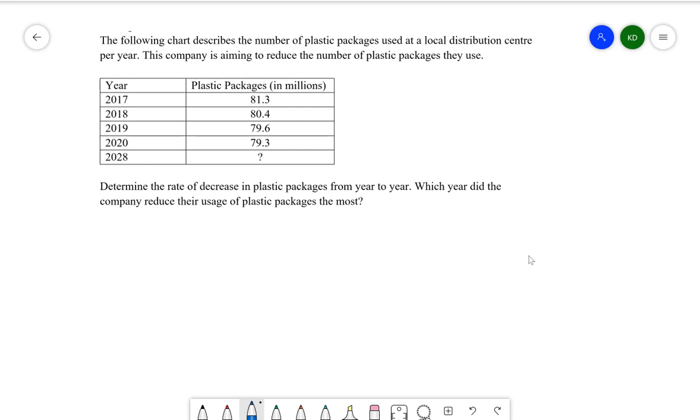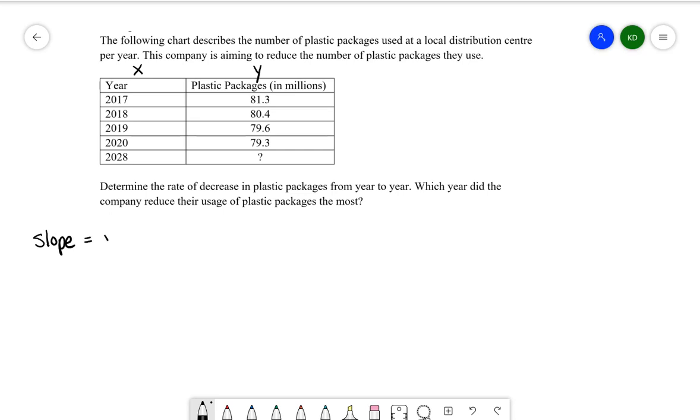So in this case, we haven't been given a graph and we've been given a table instead. I could draw a graph that represents this information. What I would use is that the year would be on my x-axis and the plastic packages used per million would be on the y-axis. So we can treat these as a bunch of x values and y values. If we're looking at the rate of decrease from year to year, we're going to have to do a whole bunch of slope calculations. So let's start with the first one.